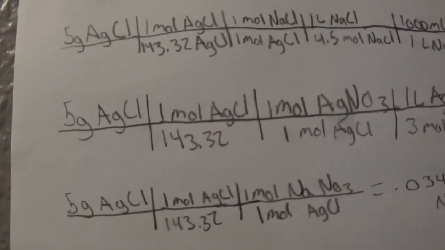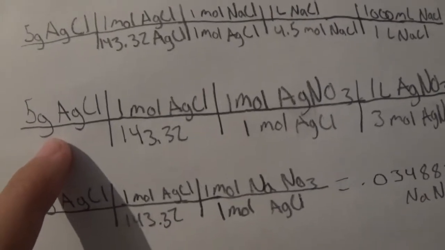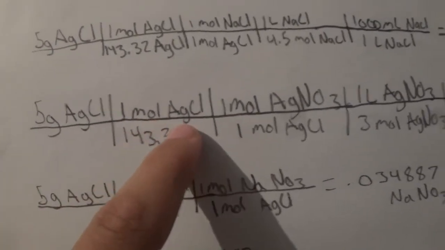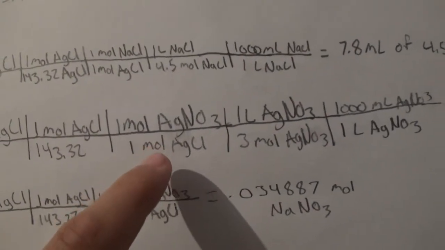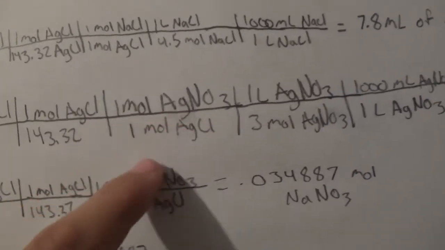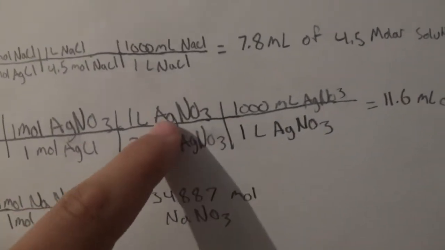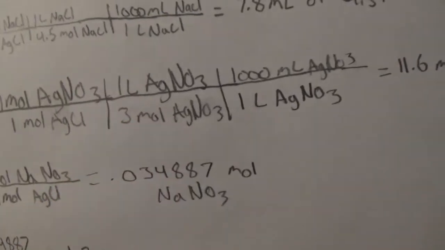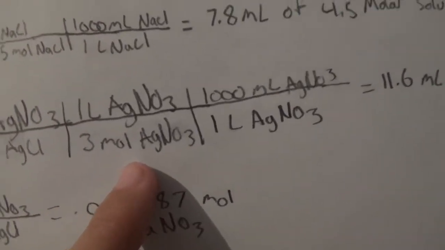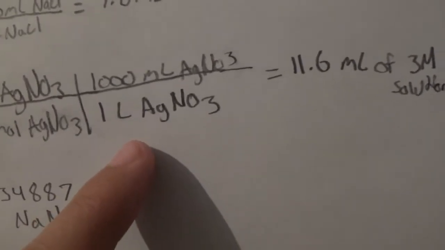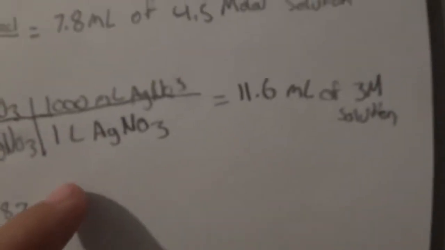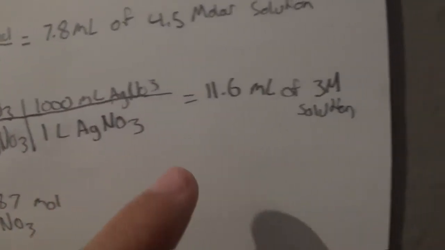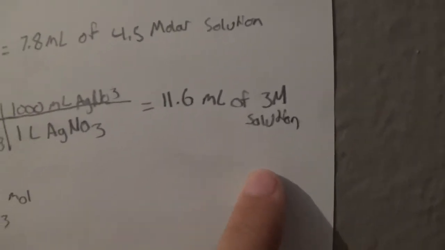And now we're going to do the 3 molar solution. So we're going to do 5 grams of AgCl and do the same molar mass thing, with the molar mass underneath the 1 mole of AgCl. Next, we're going to convert to moles of AgNO3, so 1 mole of that over 1 mole AgCl. Same thing that we did up here. So for every 1 liter of AgNO3, we have 3 moles of AgNO3. And finally we switch it into milliliters again, using 1,000 milliliters of AgNO3 over 1 liter of AgNO3. And this will give us 11.6 milliliters of the 3 molar solution.